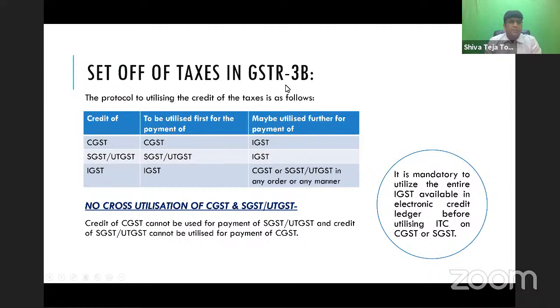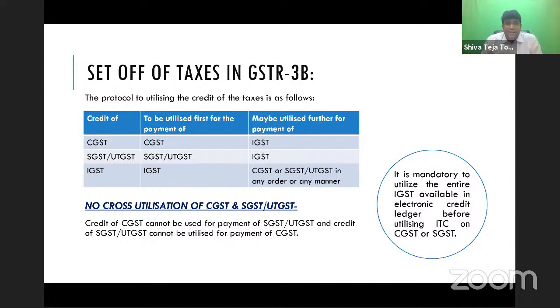I'm sure most of you know this point, that CGST credit we can use for CGST first, then for IGST. SGST credit first for SGST, then only for IGST. But IGST credit, how will you use? First for IGST, then we can use it for CGST or SGST in any order or any manner. Why am I saying any order? Because first you use it for IGST, then you can use it for CGST or SGST, or you can use half, 50-50, 60-40, 70-30, whatever ratio you want.